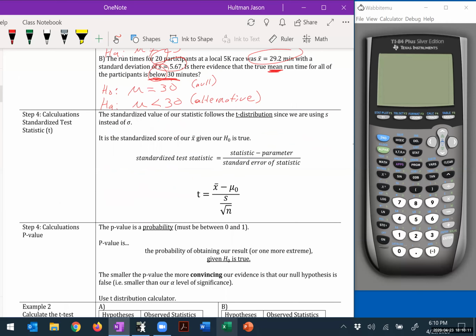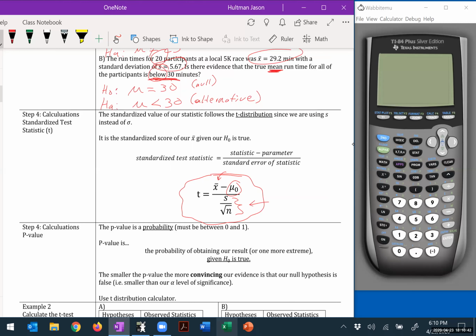Now, how would we calculate the statistic and get our p-value? Well, we're going to use the t-statistic, which is right here. We have x bar, which is our sample mean, minus the population mean, what we're testing against. This mu sub 0 is what we're testing against, all over our sample standard deviation divided by the square root of n. This is our standard error.